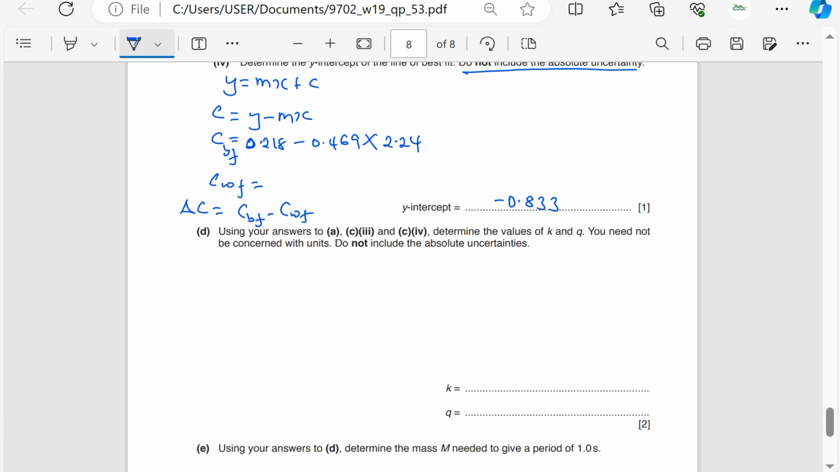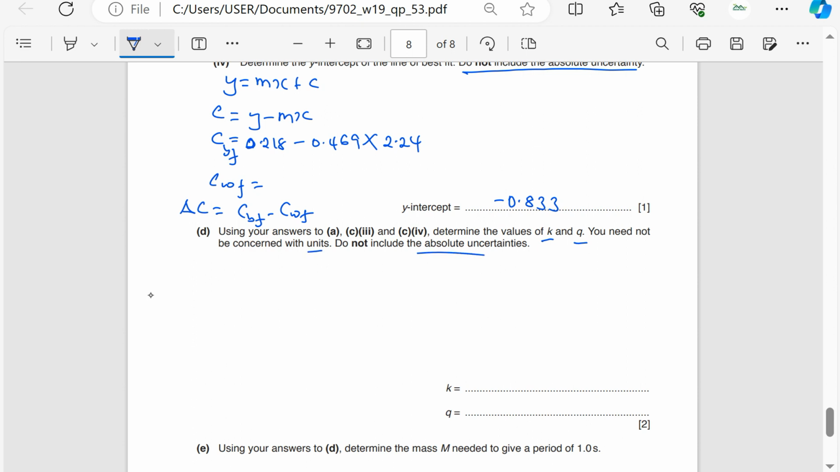Then using your answers to A, C Roman 3 and C Roman 4. Roman 3 is the gradient, Roman 4 is the y-intercept. Determine values of K and Q. You need not be concerned with the units. Do not include the absolute uncertainty.